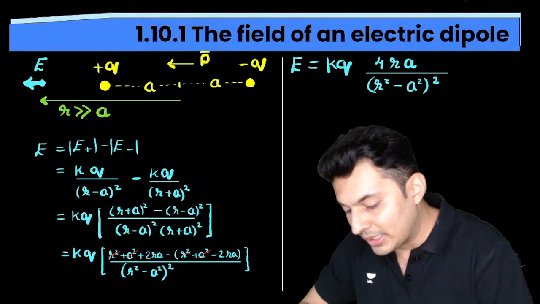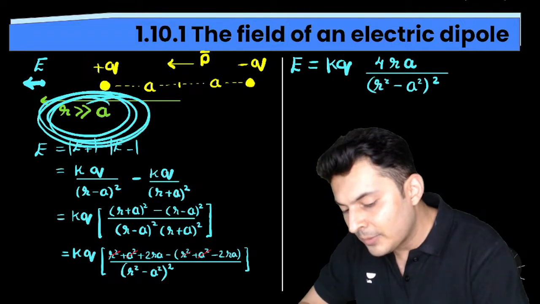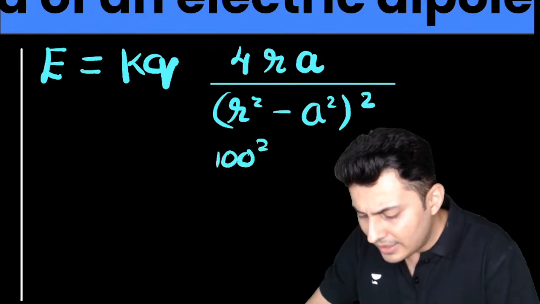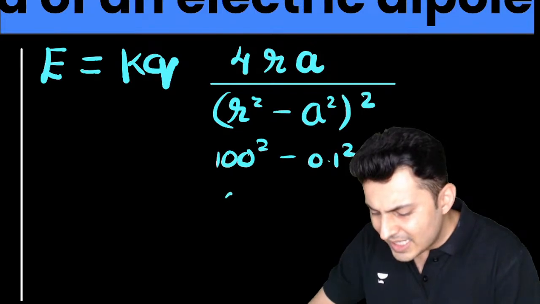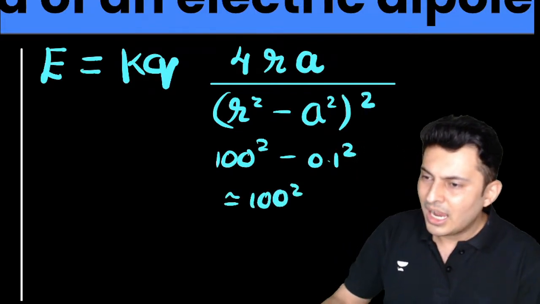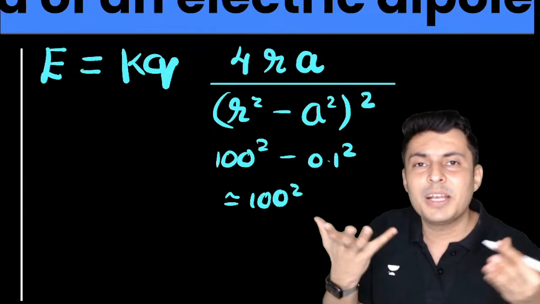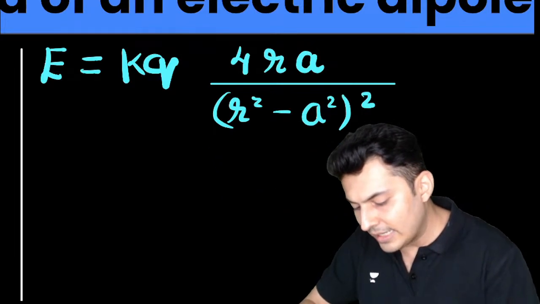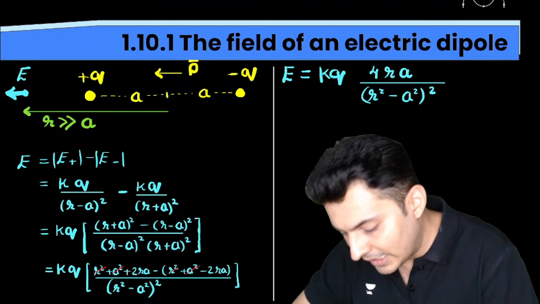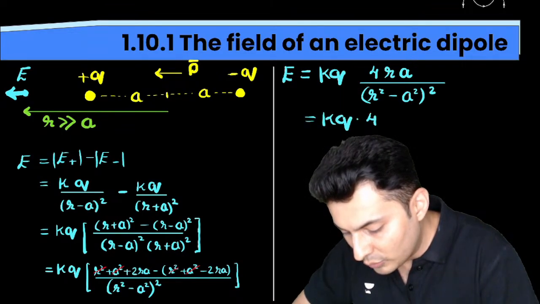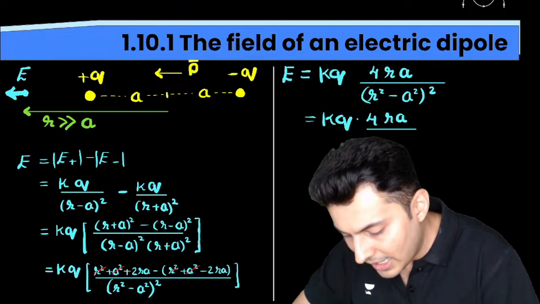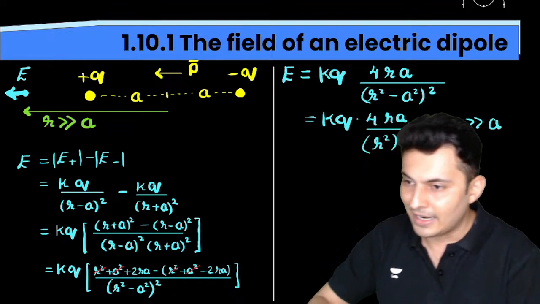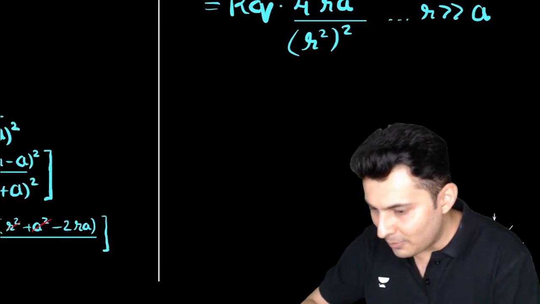Now comes the next important thing. R is much, much larger than A. So if R is bigger than A, come on guys, think about it. If I do 100 square minus 0.1 square, isn't it same as saying 100 square only? So can I just not neglect that A square term? So what will it become, my dear students? It will become KQ into 4 times RA divided by R square's square, because R is much, much larger than A. Yes, very good.